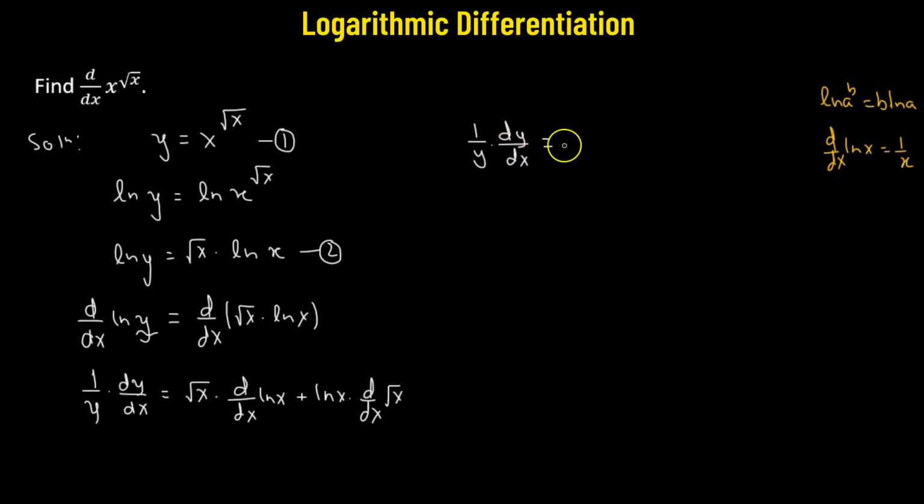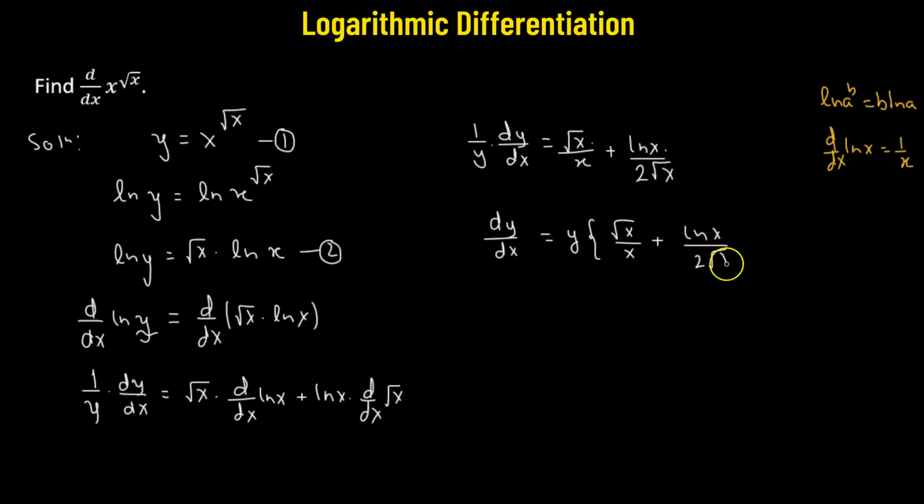So that will equal square root of x multiplied by the derivative of the logarithmic function, which is simply 1 over x, plus natural log of x multiplied by the derivative of square root of x with respect to x. When we use the power rule, this is going to give us 1 over 2 times square root of x. Right. That means the derivative of y with respect to x will equal y multiplied by square root of x divided by x plus log of x divided by 2 times square root of x.